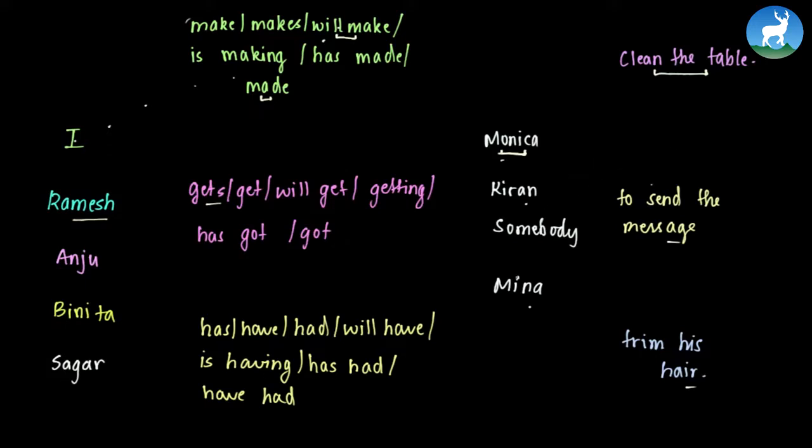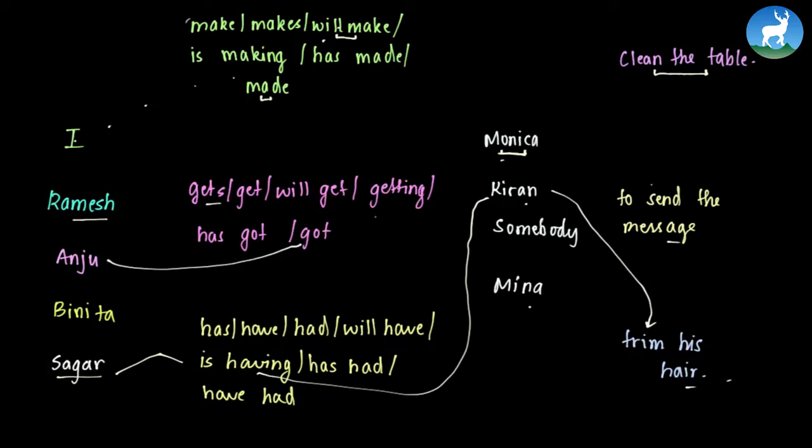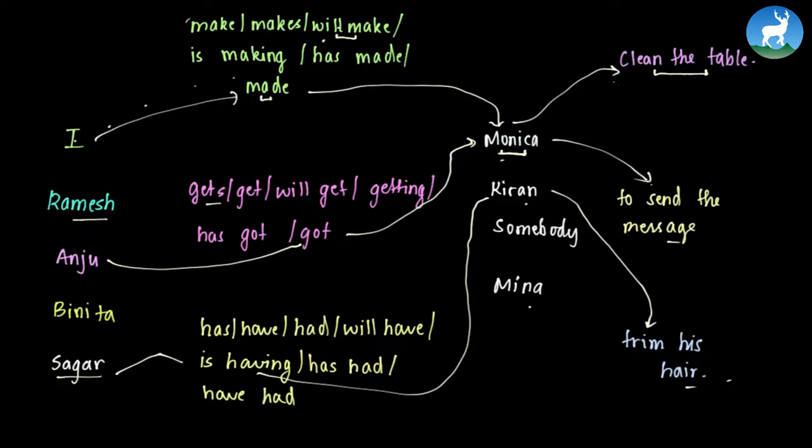Sagar is having Kiran trim his hair. So we will just match and then form sentences. So Sagar is having Kiran trim his hair. Anju got Monica to send the message. I made Monica clean the table. Or Binita has somebody to send the message. So similarly, we can construct many sentences from these clues, which I am leaving you to complete as your homework.